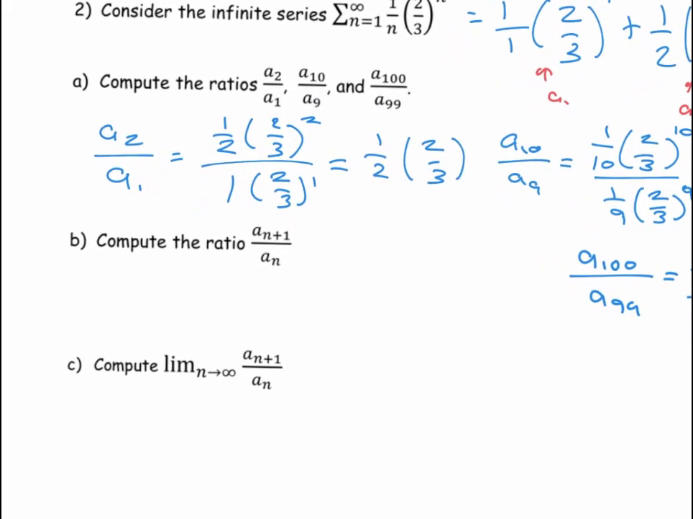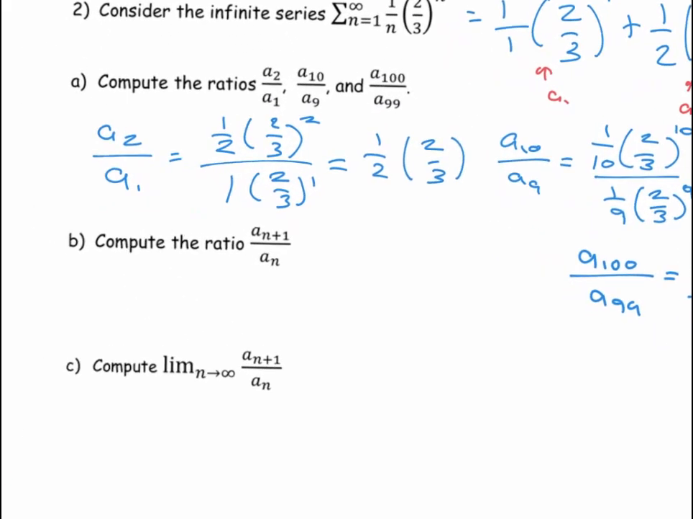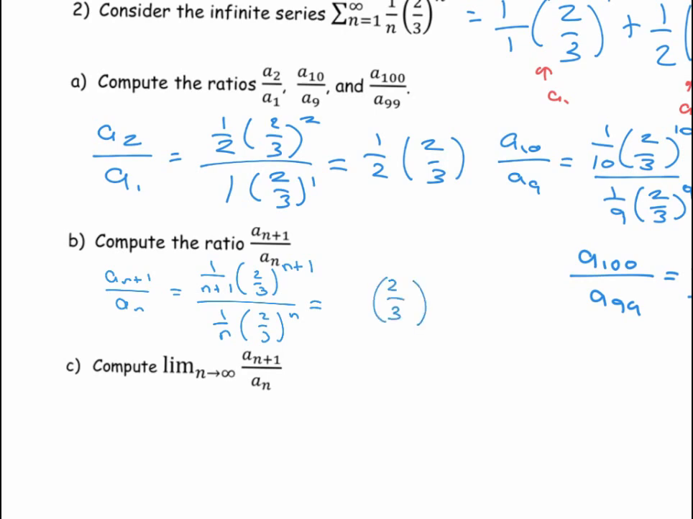So now let's do it in general. The n plus first term divided by the nth term is going to be 1/(n+1) times 2/3 to the n plus 1, divided by 1/n times 2/3 to the n. And there'll be one 2/3 that remains, and when you multiply by the reciprocal, you get this.